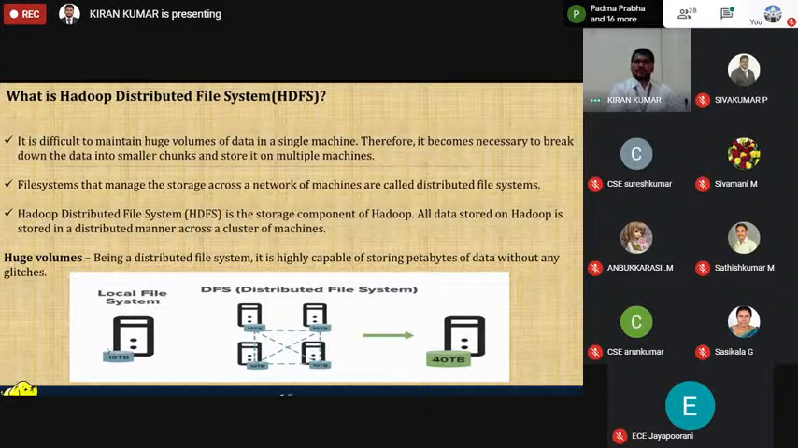If I would like to store this data in a distributed manner, you can see here all the 4 nodes are connected to each other virtually, and it is supporting the execution of all the Hadoop operations. So the huge amount of data is getting distributed across and stored in a distributed manner. Being a distributed file system, it is highly capable of storing petabytes of data without any glitches. Whether I have a petabyte of data or 100 terabytes of data, and I also have a 1000 node cluster, it's obviously easy to store all this 100 terabytes of information in a 1000 node cluster.